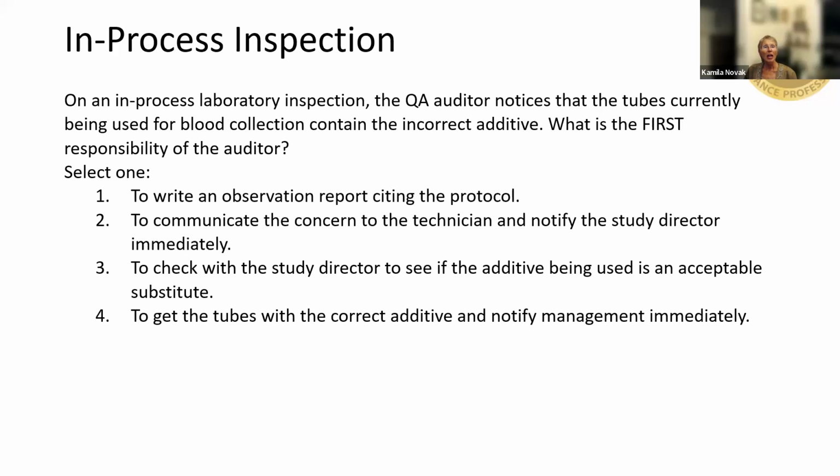In-process inspection. For an in-process lab inspection, the QA auditor notices that the tubes currently being used for blood collection contain the incorrect additive. What is the first responsibility of the auditor? There might be others, but what would be the first thing to do? To write an observation report citing the protocol, to communicate the concern to the technician and notify the study director immediately, to check with the study director to see if the additive being used is an acceptable substitute, to get the tubes with the correct additive, and notify management immediately.